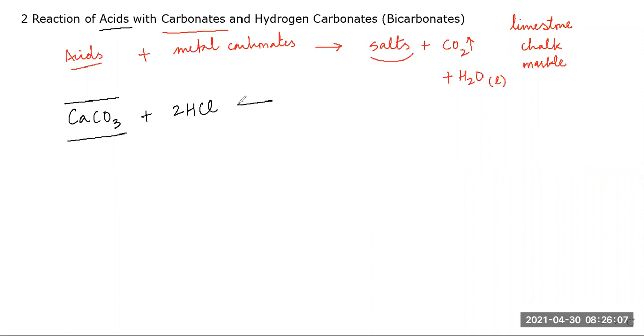2HCl. Which acid is this, students? HCl, hydrochloric acid. This will produce CaCl2. Calcium combines with chlorine, producing calcium chloride. Now, why is it CaCl2? Calcium ion is plus 2, Cl is minus 1, meaning it is short of 1 electron. Calcium can give 2 electrons. So, plus 2, minus 1. The 2 will go at the foot of chlorine, and the 1 will go at the foot of calcium to make the formula.